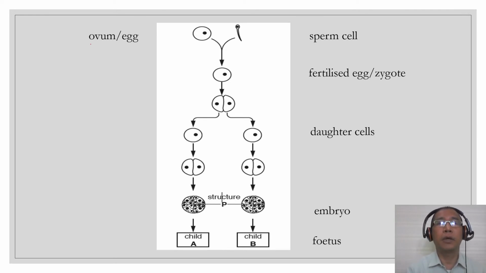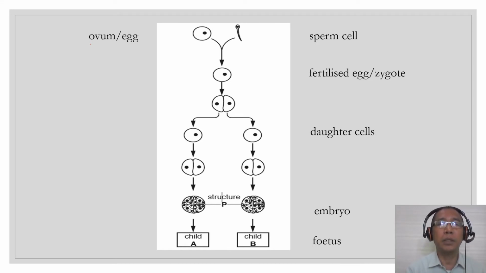This is the ovum or the egg. This is the sperm cell. Collectively, they are called gametes. This is when the ovum and the sperm cell fuse, and this is a fertilized egg, or what we call a zygote. Then it will now divide and form into two new cells. These are the daughter cells.